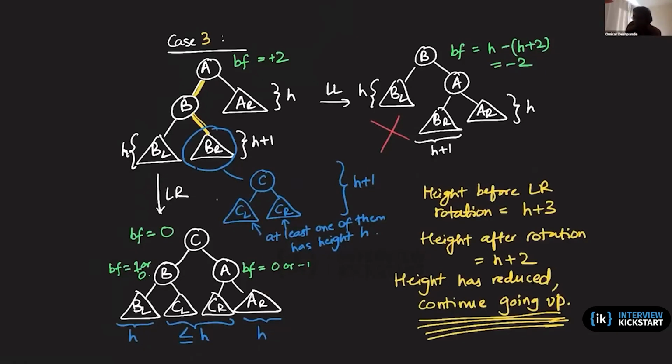Sorry. So we are in the LR case, and I'm just recollecting that in the LR case, we need to zoom into this subtree, because if we don't, that's a single rotation. So I just zoomed in and said this BR can be expanded into C with two subtrees CL and CR under it. If BR has an overall height of H plus 1, that means at least one of CL and CR should have an overall height of H.